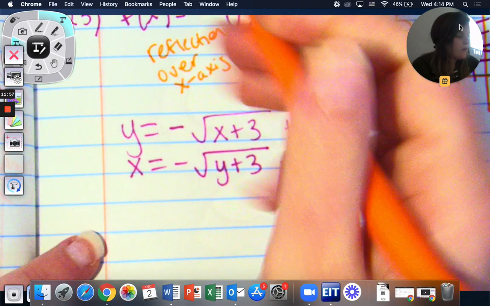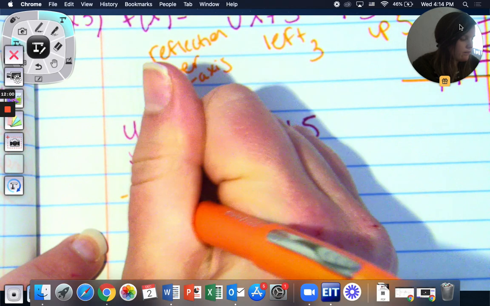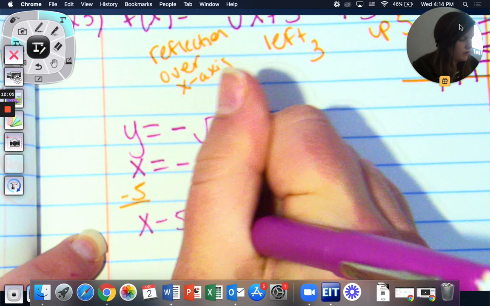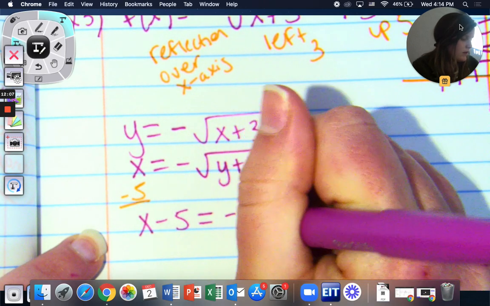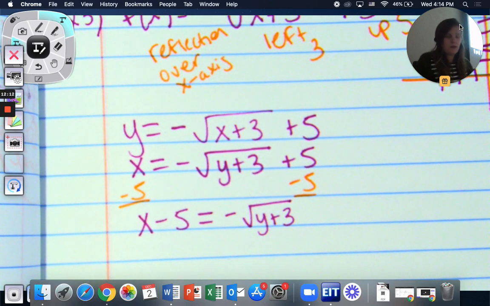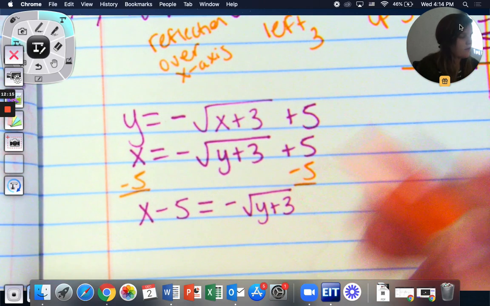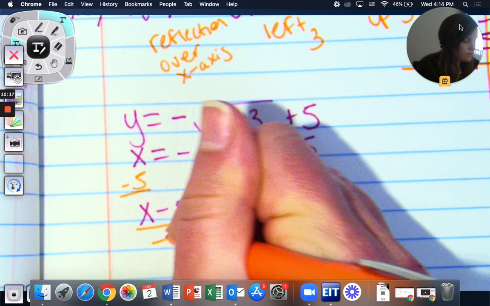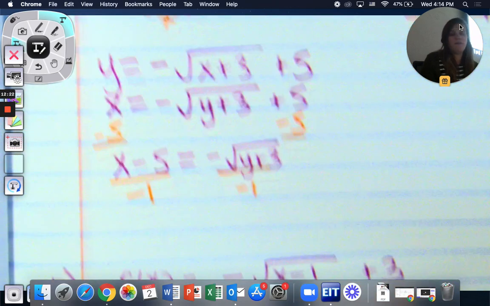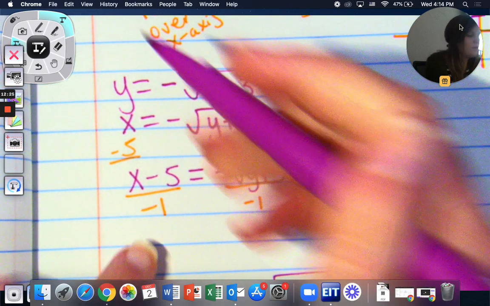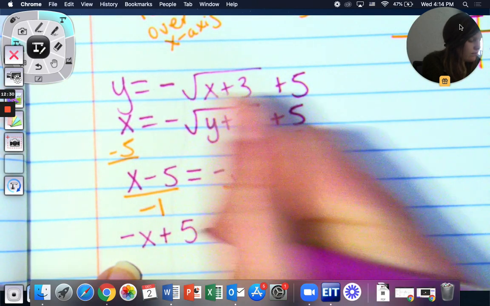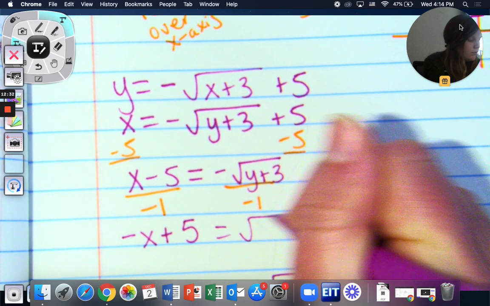Okay, subtract your 5 over. So x minus 5 equals negative square root of y plus 3. Okay, it's like a -1 in front, right, so let's divide by -1. When I divide by -1, you have to divide both of your terms by -1. So negative x and then plus 5 equals square root of y plus 3.